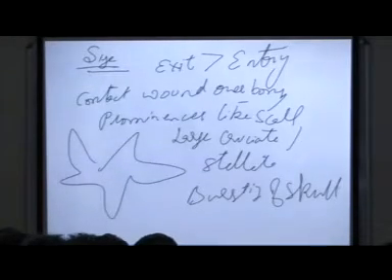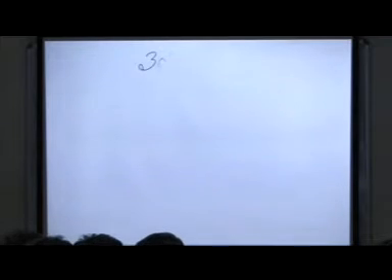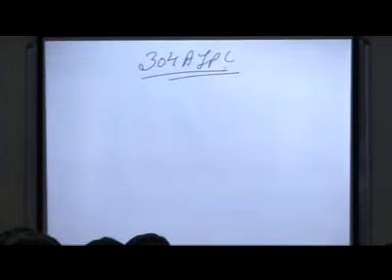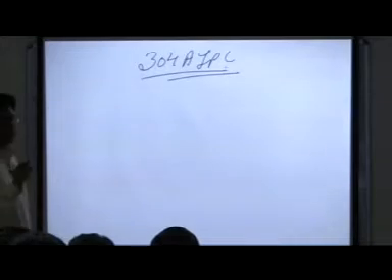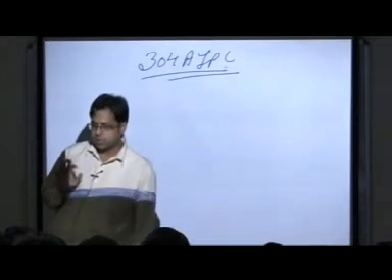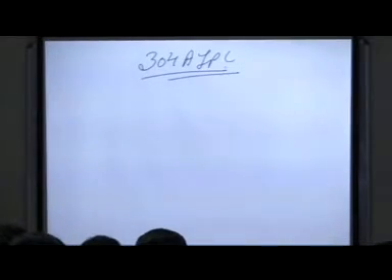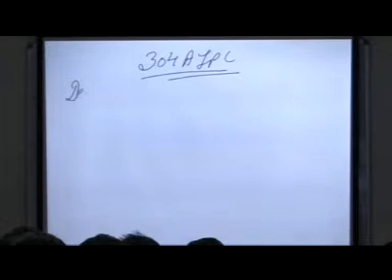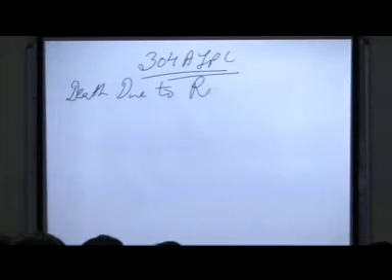First of all, what is 304 A IPC? See, no IPC section is especially for doctors. All the IPC sections are in general. 304 A IPC is for death due to rash or negligent act.